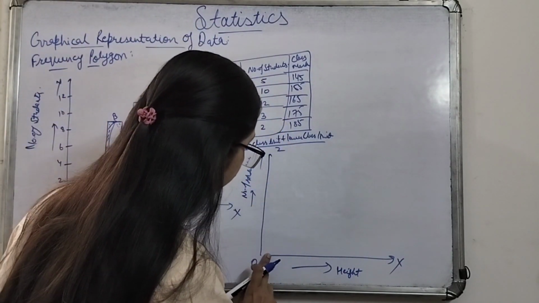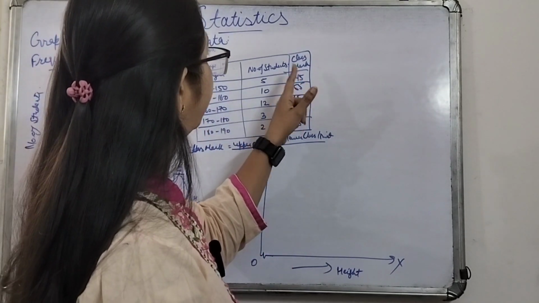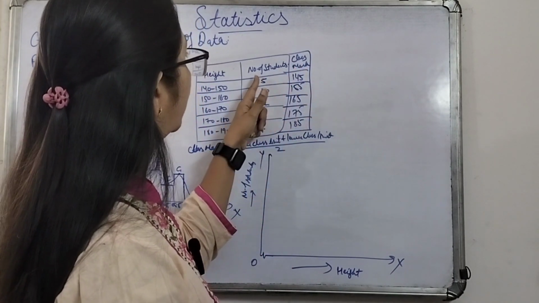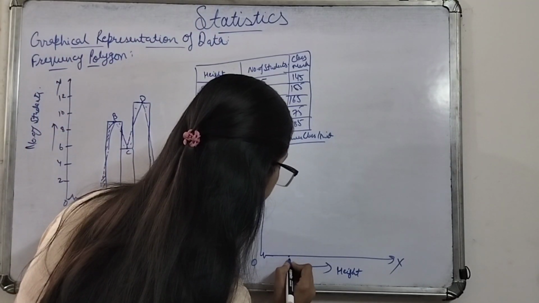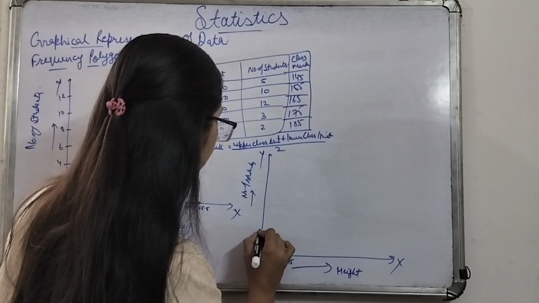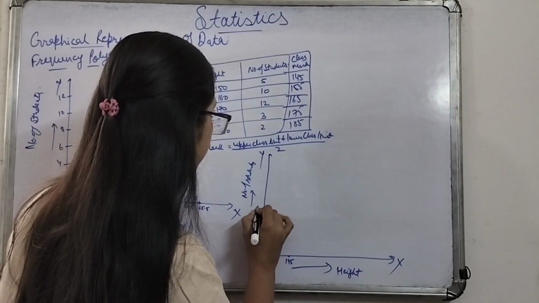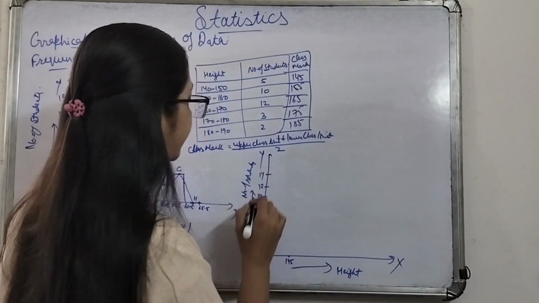So again, we'll be making a kink over here. Now, it is your 145. At 145, frequency is your 5. So we'll be taking here 145. This is your 145. And the frequency over here, it is your 2, 4, 6, 8, 10, 12, 14, like this I have taken.